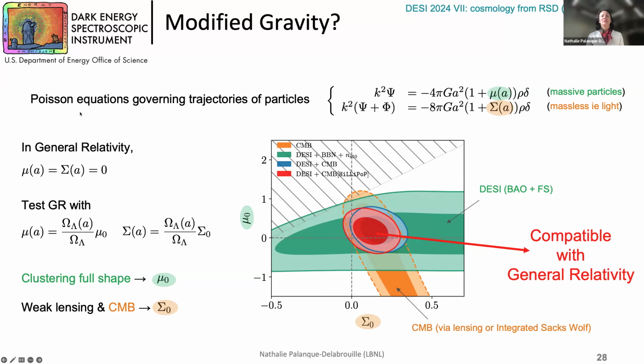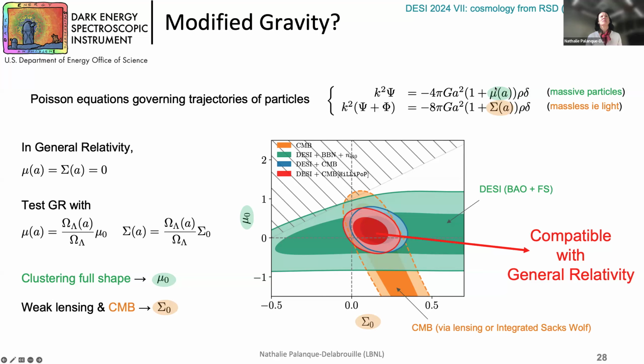This possible explanation of accelerated expansion can be studied through the Poisson equations that govern the trajectories of particles in gravitational potentials. And so we have one such equation for massive particles and one for massless particles or light. In GR, these two gravitational fields are identical, and we have no need for these additional parameters mu or sigma, which are both equal to 0. But if we want to allow for modified gravity, then we do allow for these two potentials to be different.